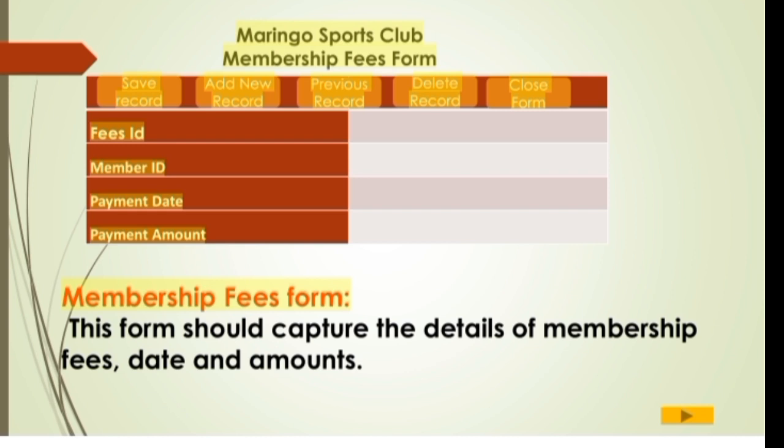Maringo Sports Club. Membership Fees Form. Fees ID, Member ID, Payment date, Payment amount. Save record, Add new record, Previous record, Delete record, Close form. Membership Fees Form. This form should capture the details of membership fees, date and amounts.